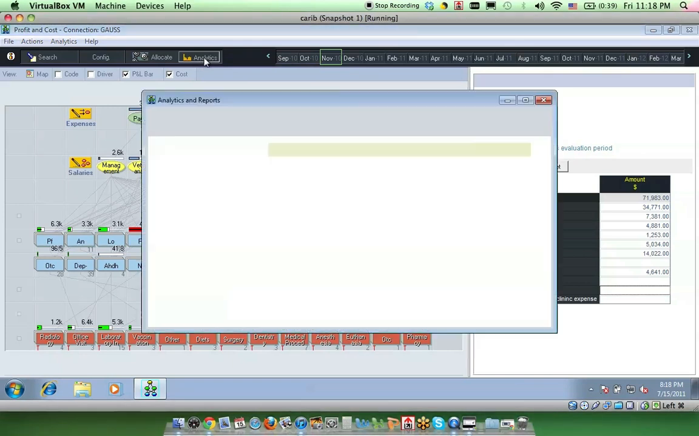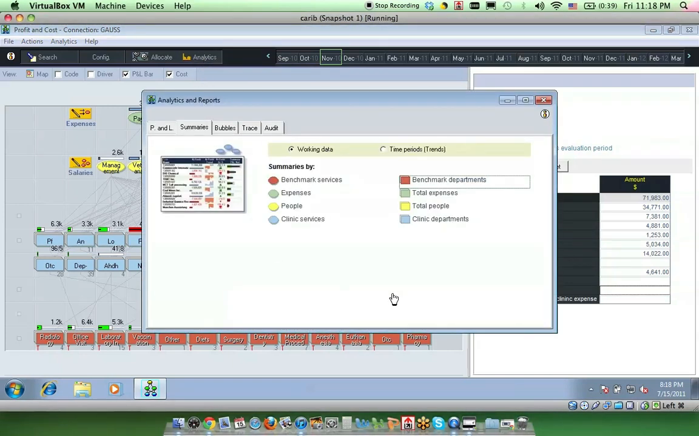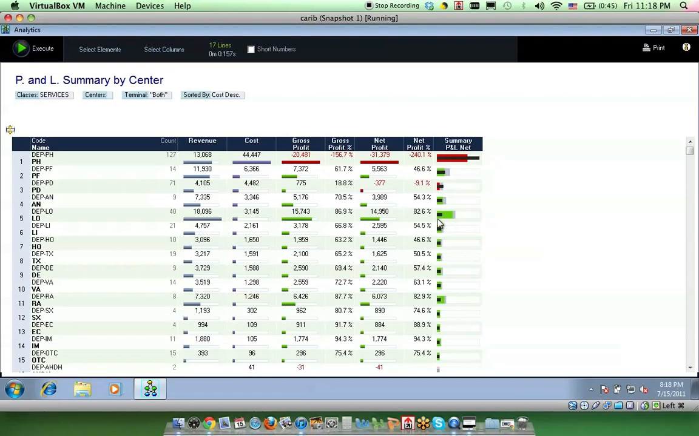So I'm going to click on Analytics. This window appears. I'm going to click on the Summaries tab, and I'm going to go to Clinic Departments and click on that. Now what we see here is the clinic departments as determined by the clinic. So these are the intra-vet departments for this individual practice. And here in the columns we have revenue, the cost associated with that amount of revenue or that department, the gross profit, the net profit, and the P&L summary.